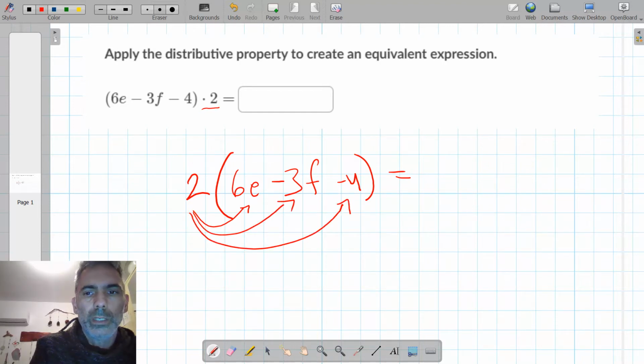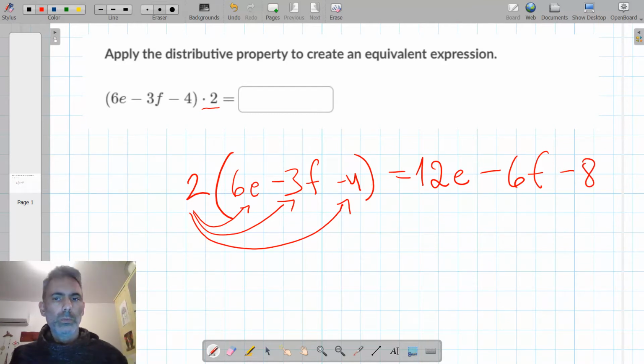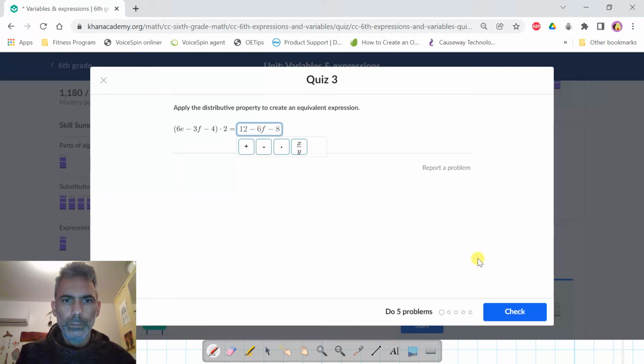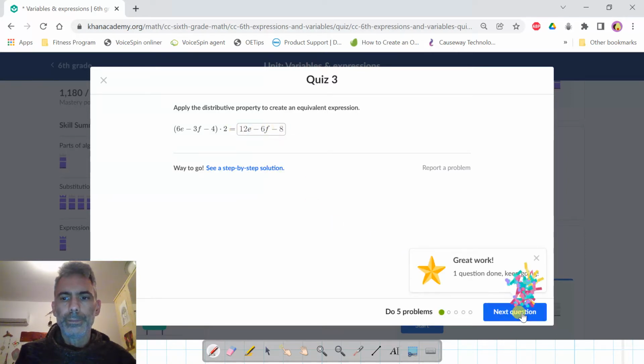So 2 times 6e is 12e. 2 times 3f is minus 6f. And 2 times 4 is 8, so it's minus 8. So 12e minus 6f minus 8. 12e minus 6f minus 8. Okay.